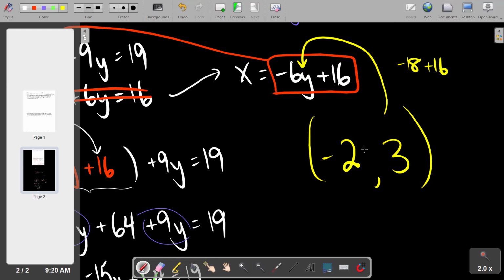Takes 2 minutes. It is robotic, repetitive. Box, put it in, distribute, solve, put it back in, rinse, repeat. Done.